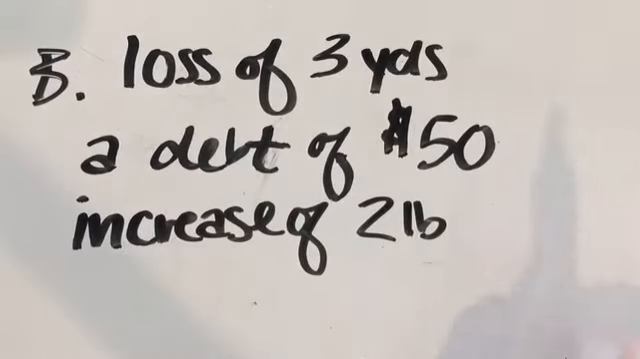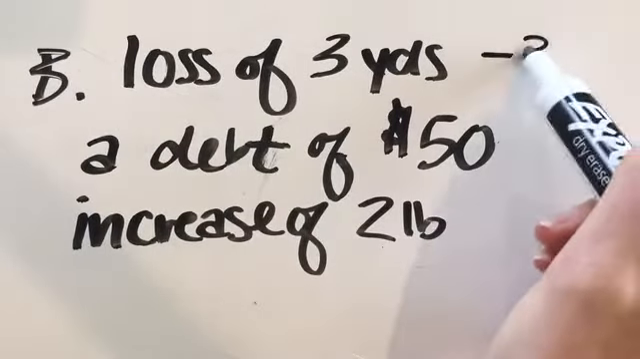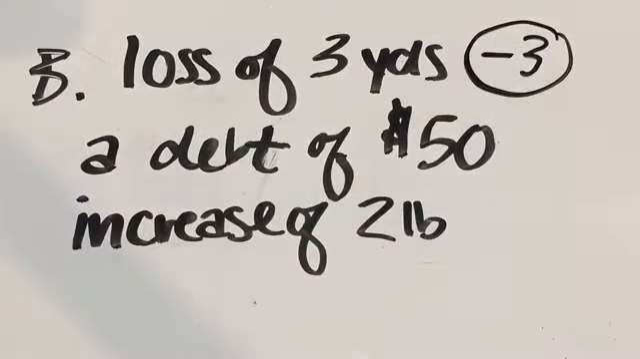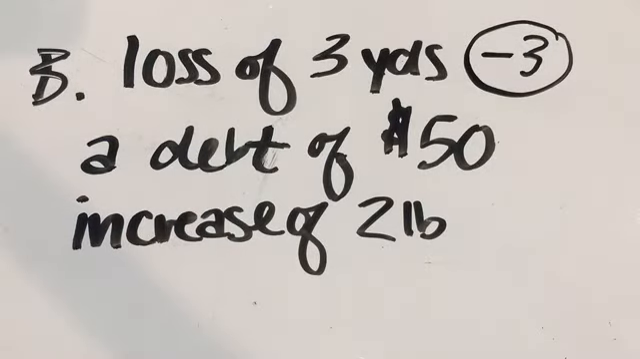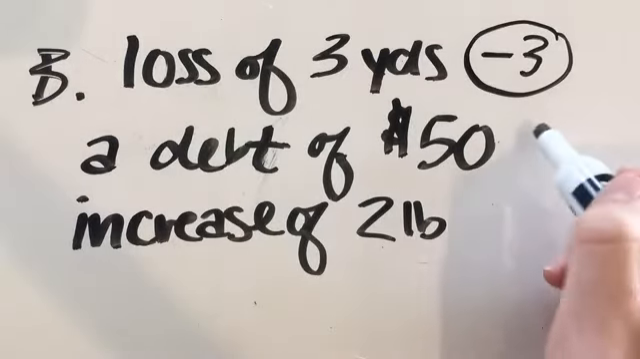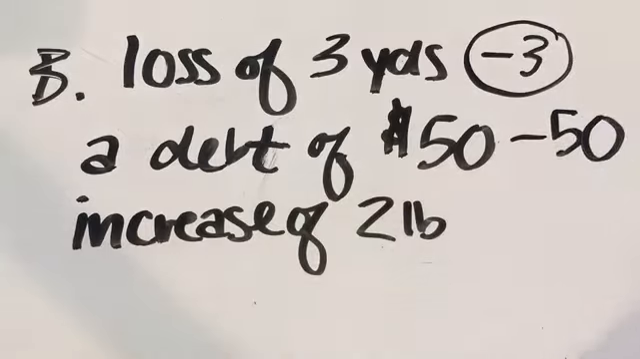We would use the number -3. All right, what about a debt of $50? Think about what debt means, right? Debt means we owe somebody $50. So what number could we use to represent that? Well, since it's debt, we would say -50.